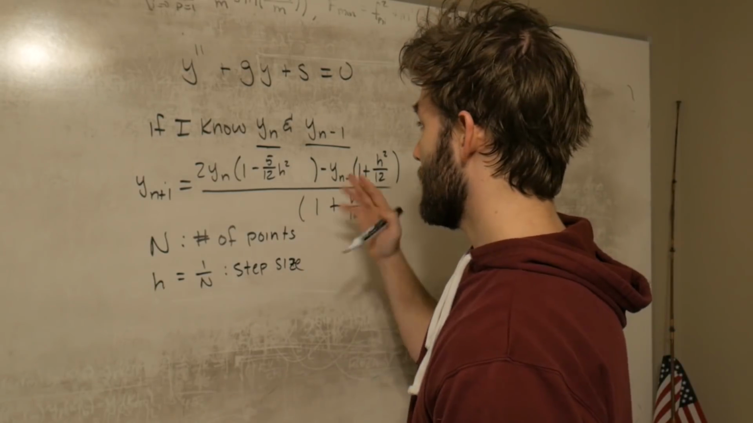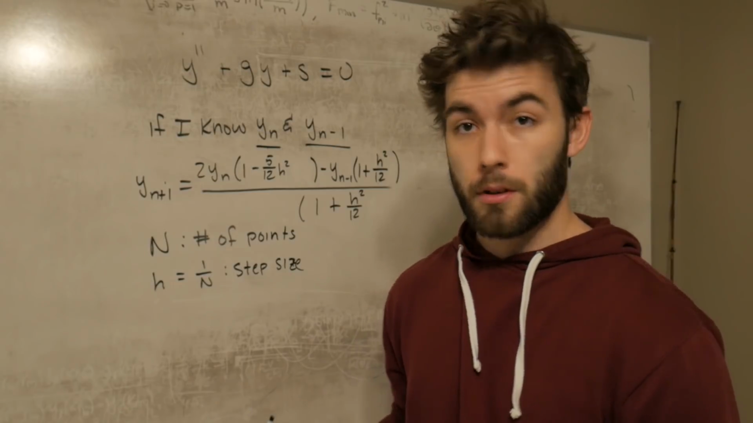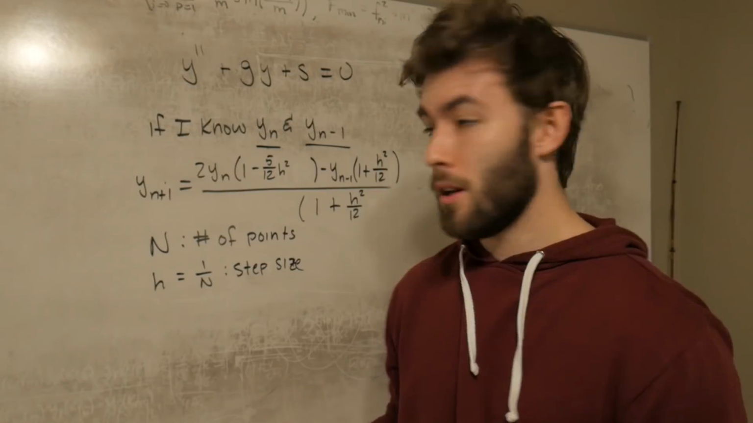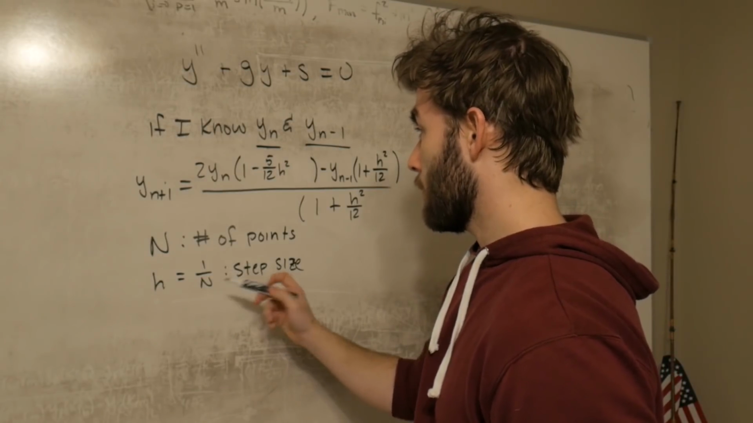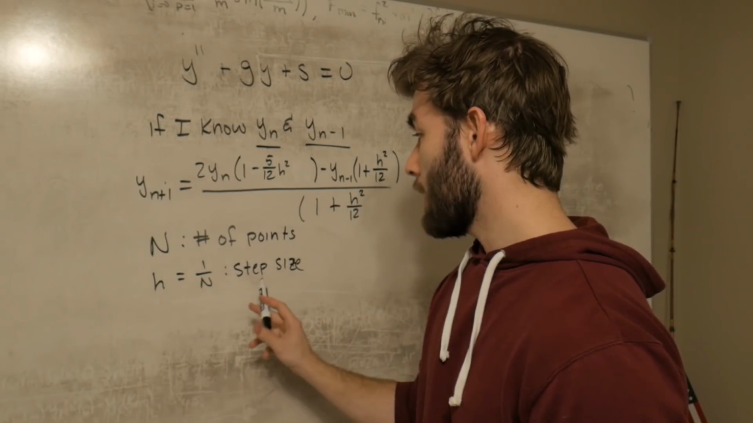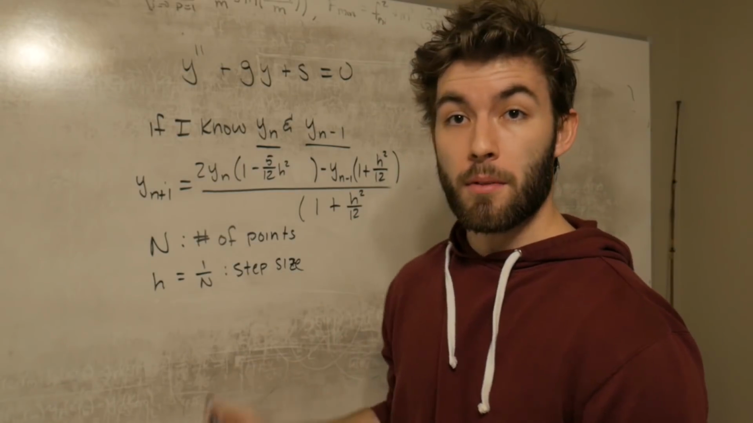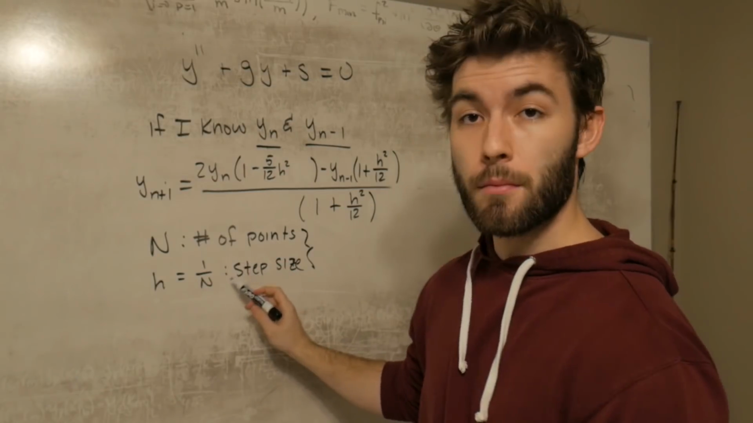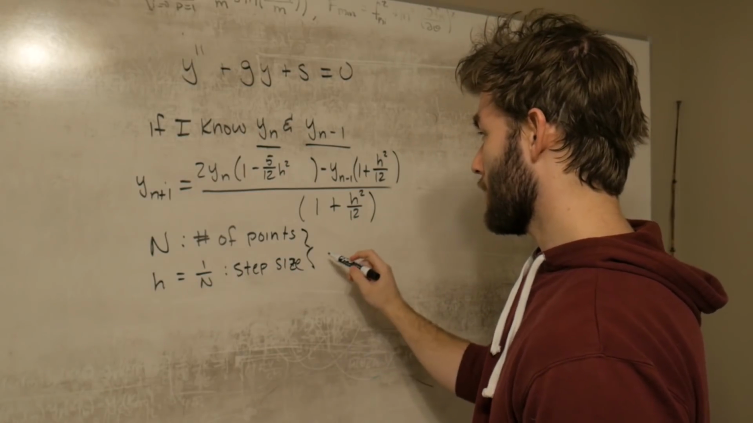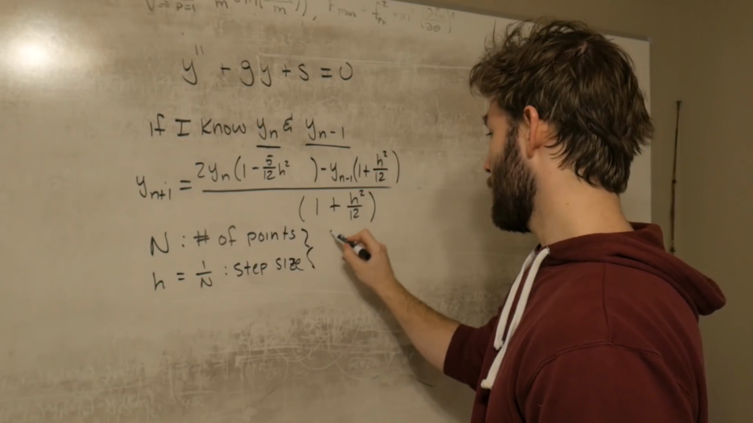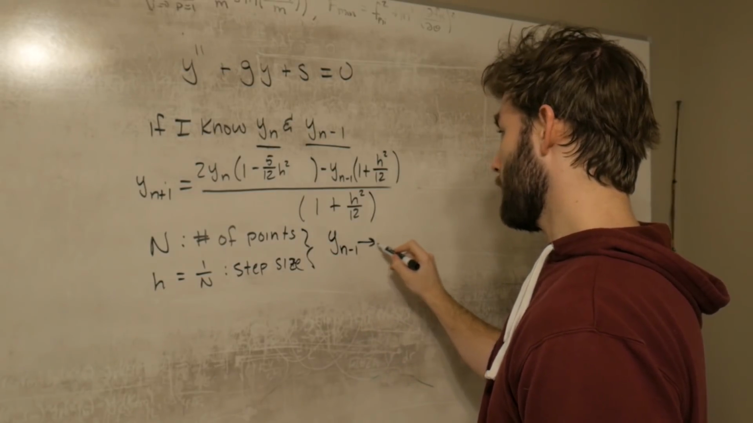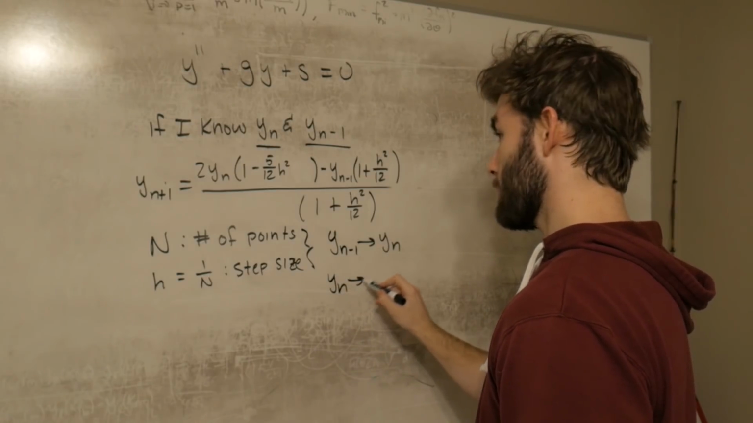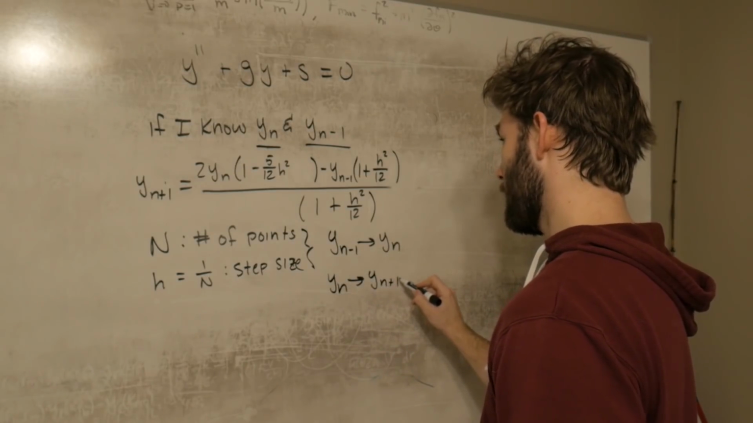In order to implement this routine in computer code, you first have to specify the number of function evaluations you want to do. And then what I normally do for my h, which again is just the step size, is make it 1 over the number of points that I'm using. If you tell the computer code to keep running until it reaches this number of points, what you also end up telling it is that this y sub n minus 1 becomes your new y sub n, and your y sub n just becomes your new y sub n plus 1.